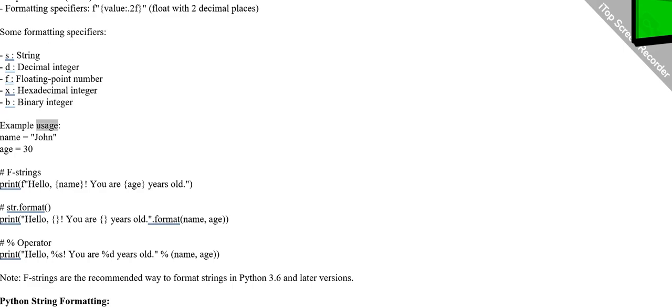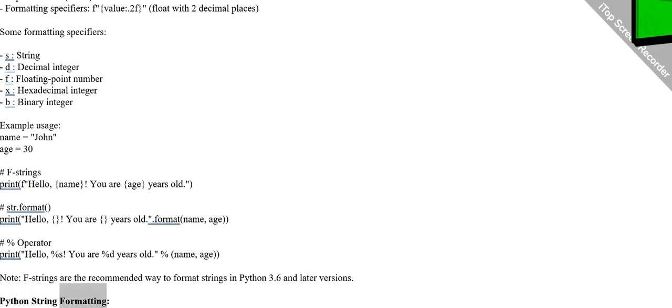Example usage. name = "John", age = 30. With f-strings: print(f"Hello, {name}. You are {age} years old."). With str.format: print("Hello, {}. You are {} years old.".format(name, age)). With the % operator: print("Hello, %s. You are %d years old." % (name, age)). Note, f-strings are the recommended way to format strings in Python 3.6 and later versions.